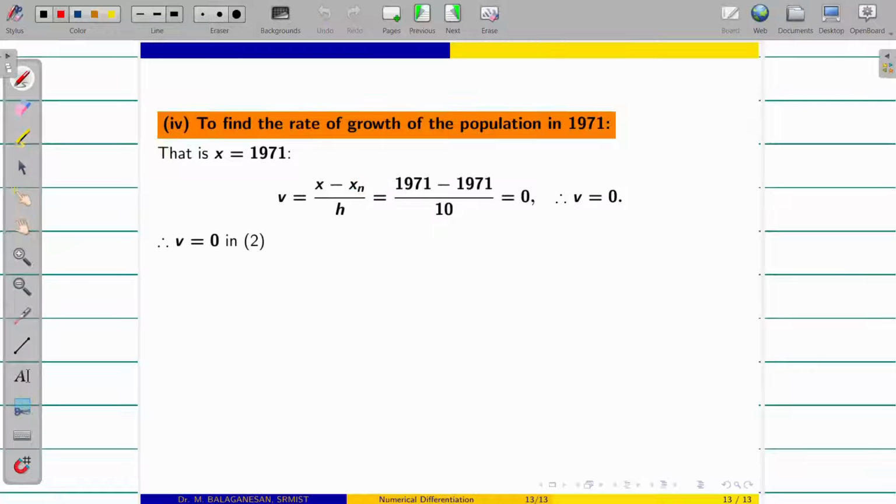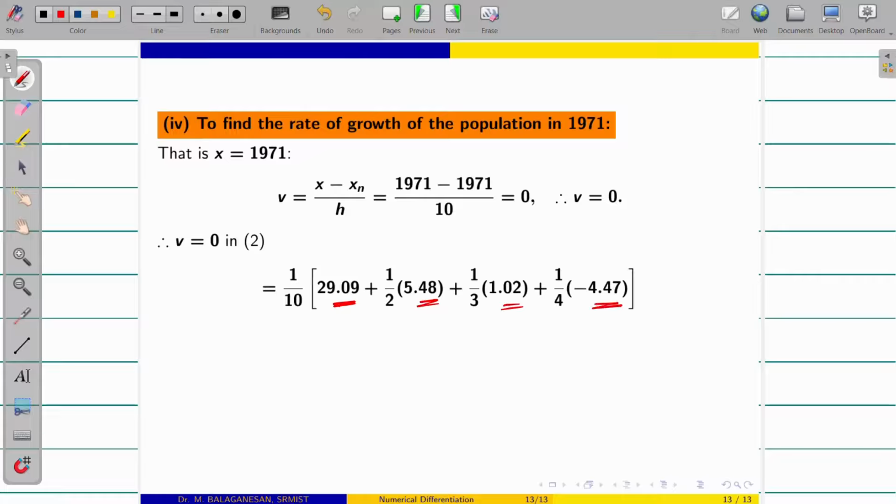That's it. So substitute v value equal to 0 in the above first derivative equation, and take the del yn value, del square yn value, del cube yn value, del power 4 yn value, and simplify that. We can get the final answer. It is 3.10525.